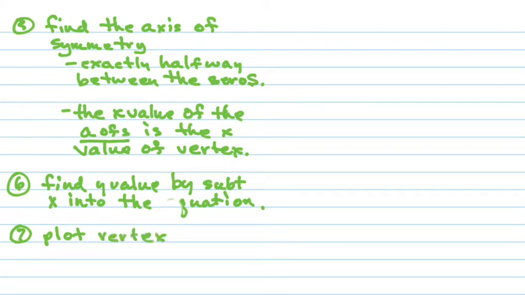Plot the vertex. And finally, draw the parabola. It looks like a lot more than it actually is. It's fairly easy, and it's a pattern. And so once you've done a pattern over and over a few times, it just starts becoming natural to you. Okay? And a lot of it we've talked about before.